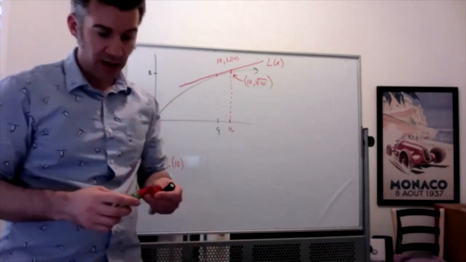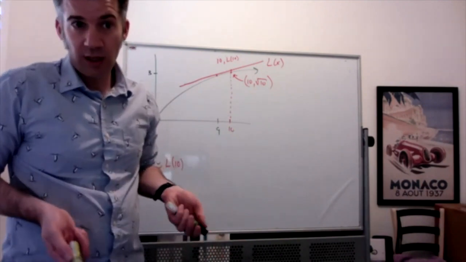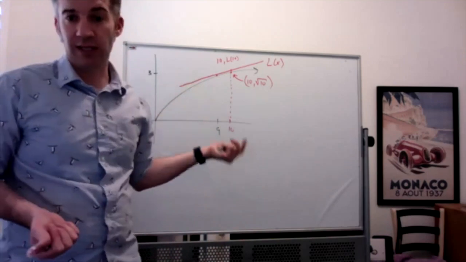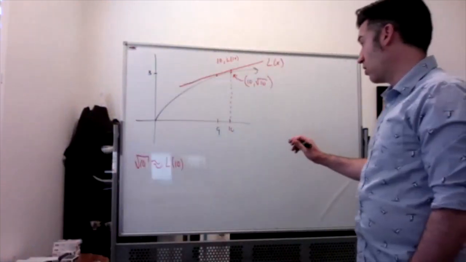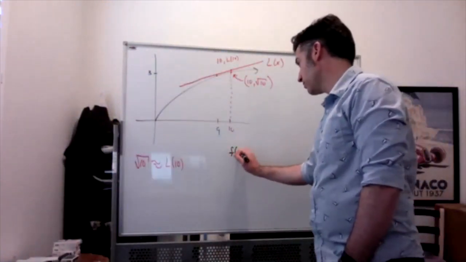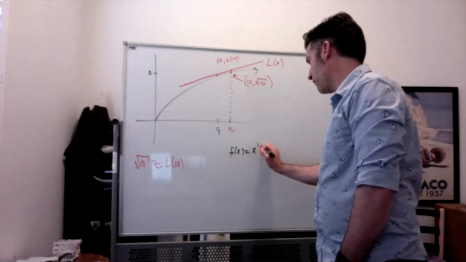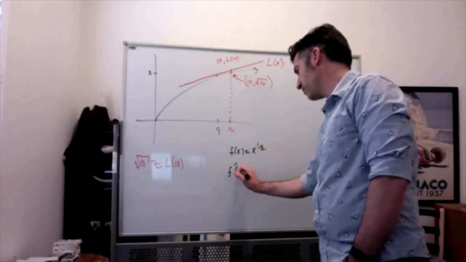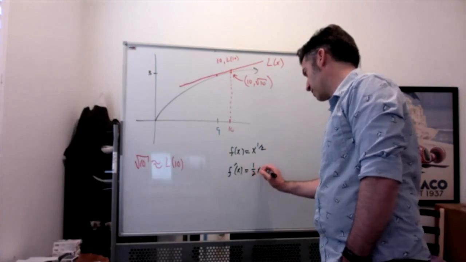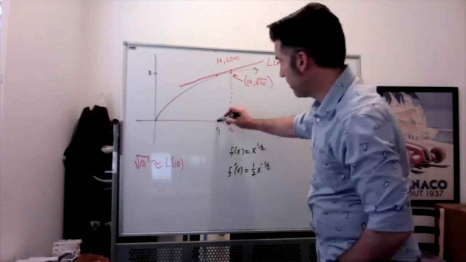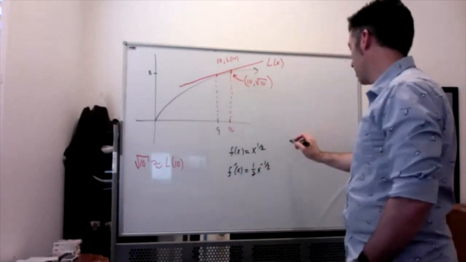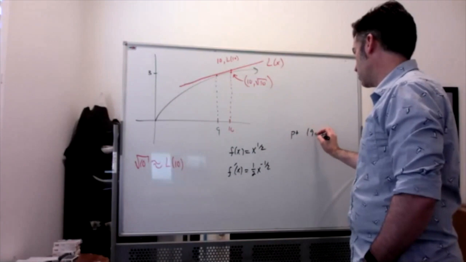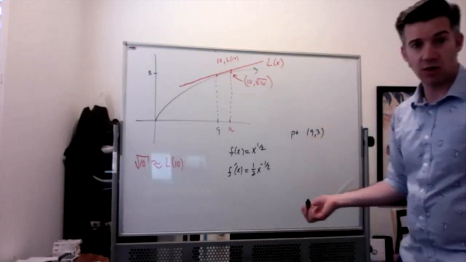So that's the whole idea. You're using the linearization to approximate a value of a function that's not easy to actually calculate. And in this particular case, here's the calculation. We know that our function is x to the 1/2. The derivative is 1/2 x to the negative 1/2. The nice value that we're plugging in is 9. We're using that point. Our point is 9 comma 3. So that's our x and y coordinate.